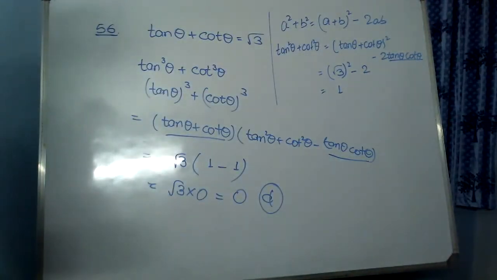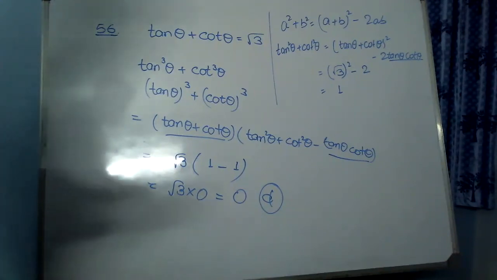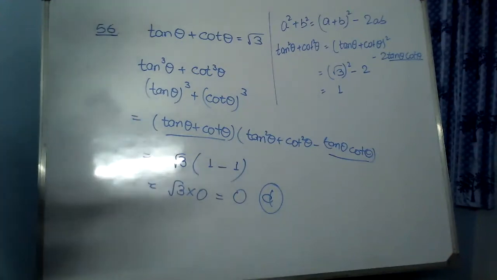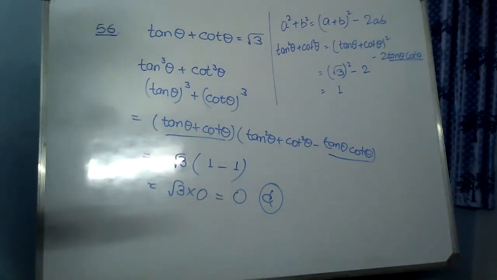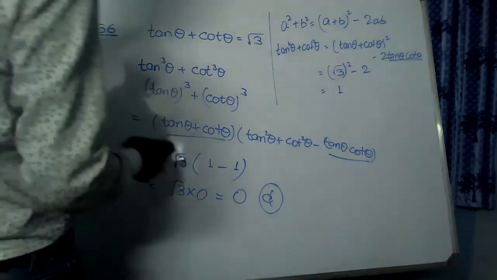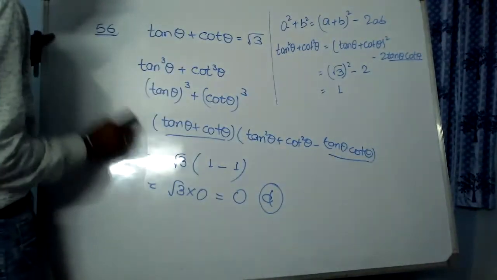Got it? Same thing. Now cos A plus B into cos A minus B. If you know the formula, well and good, you can directly solve it. If not, the same way I have done question number 54, you can use the exact method here and get your answer. So we'll go to question number 58 now, right?